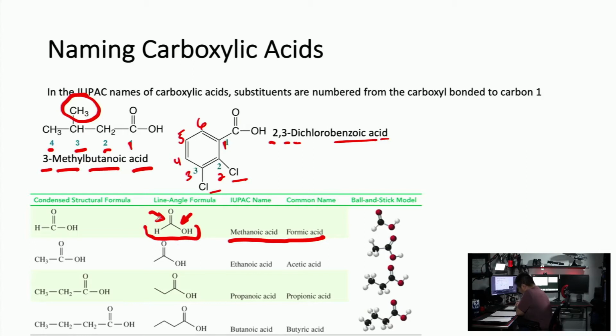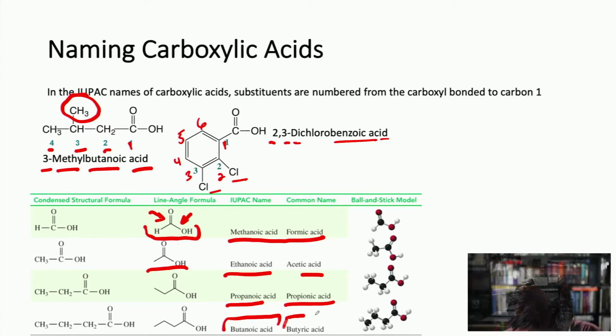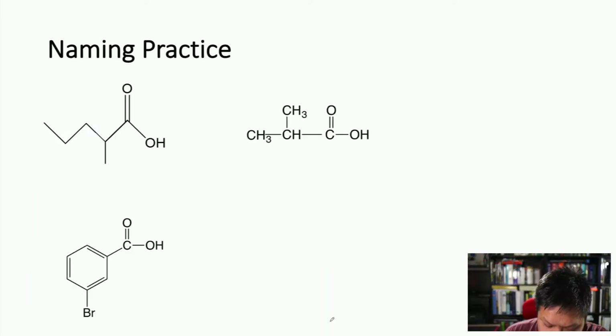So we already talked about acetic acid or ethanoic acid, and then we have propionic acid, and then we just talked about butanoic acid, and butanoic acid's common name is actually butyric acid, right? So let's do some naming practice here.